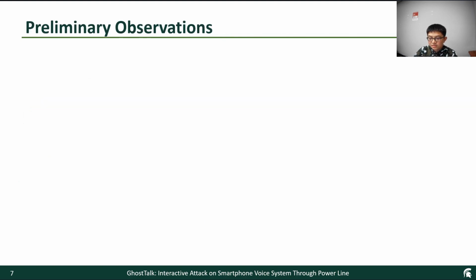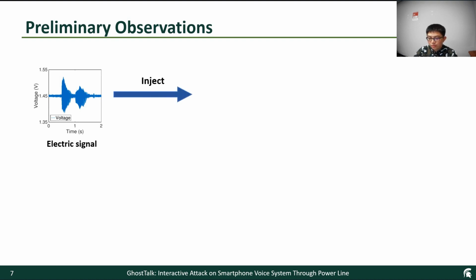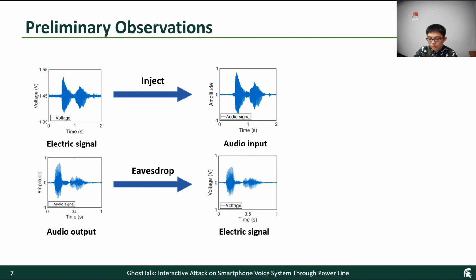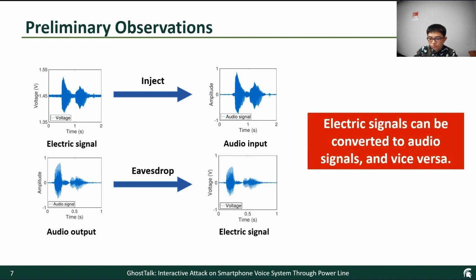We want to test the feasibility of this new attack. First, we modulate an audio "Hey Siri" as an electric signal and inject the signal through the microphone cable. Then, we get an audio input from the smartphone. We can see the audio input waveform matches the electric signal. Conversely, we use the smartphone to play a spoken word, password, and we monitor the voltage difference on the speaker cable. We also find that the voltage waveform is the same as the audio waveform. In this way, we prove the feasibility of this new attack.